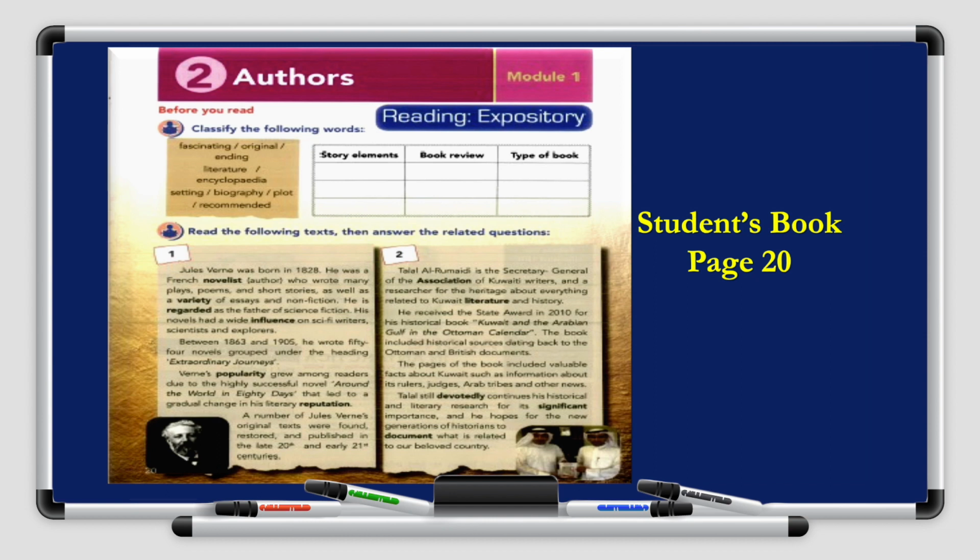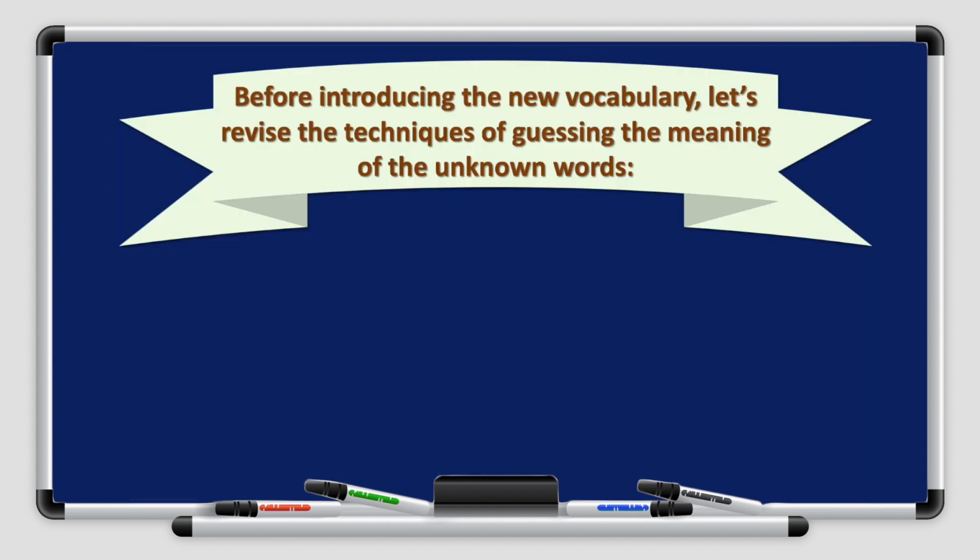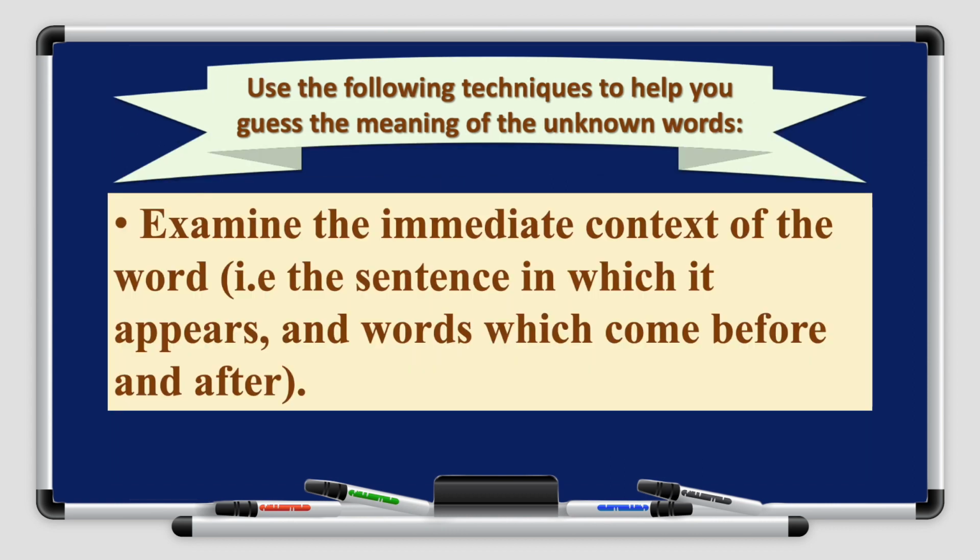The student's book, page 20, has the text for Unit 2. Now, we are going to discuss the vocabulary related to this unit. Before going into the words themselves, first of all, we are going to revise the techniques of guessing the meaning of the unknown words. First of all, we need to examine the immediate context of the word, i.e. the sentence in which it appears, and words which come before and after the actual word.